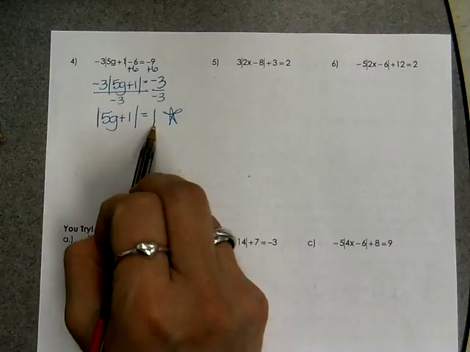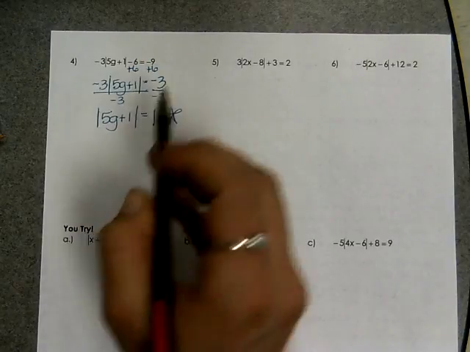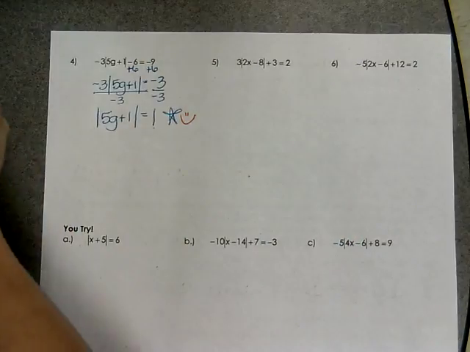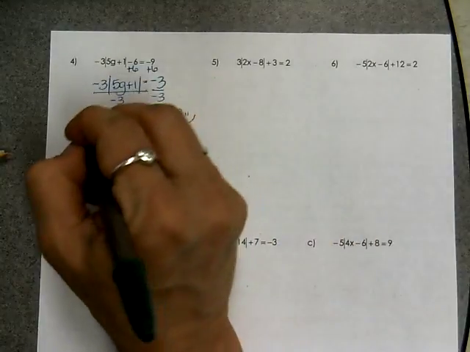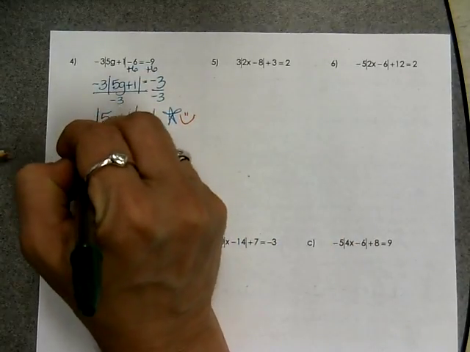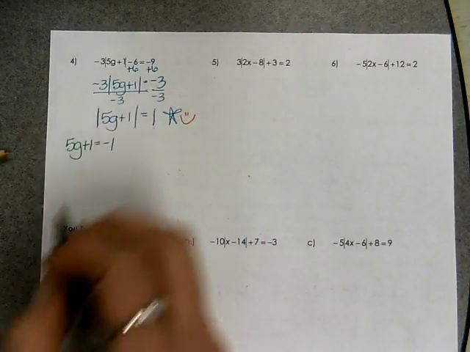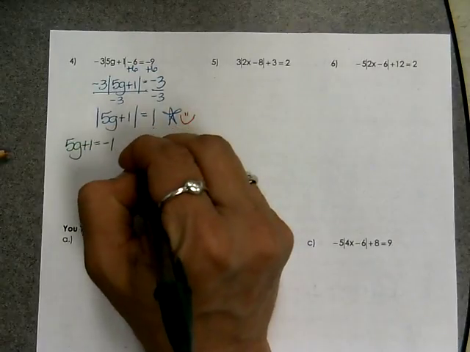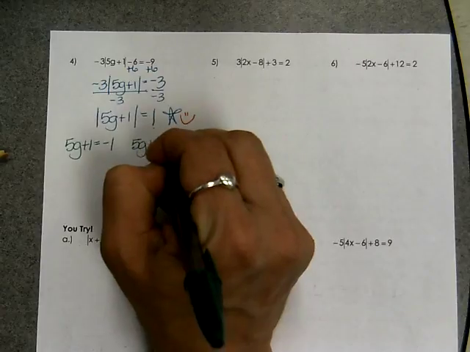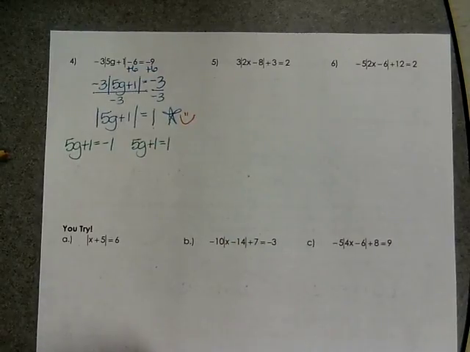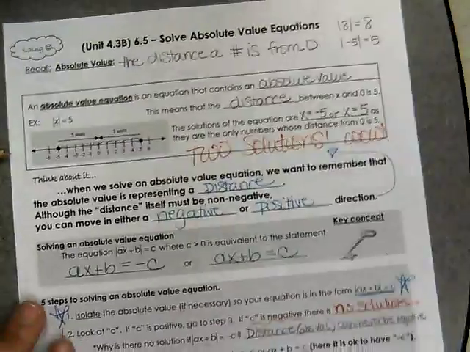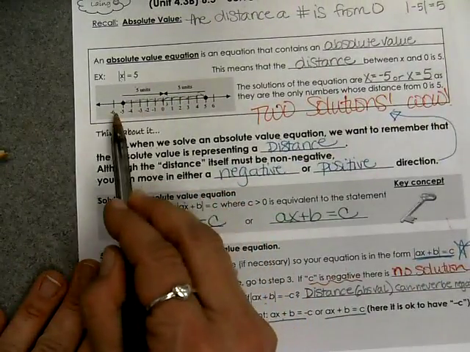Step 2, double check that it's positive. We're good. So now we can split. We're going to have 5g plus 1. We're going to set that equal to a negative 1. And we're going to say that 5g plus 1 is equal to a positive 1. Just a reminder as to why. Remember, because we could go in a negative or a positive direction.